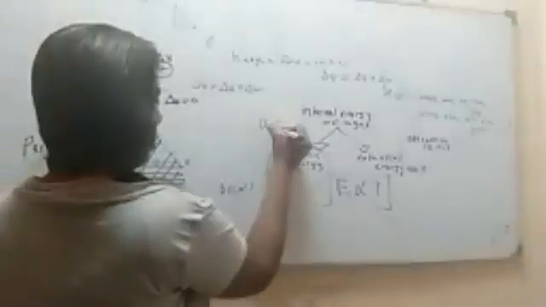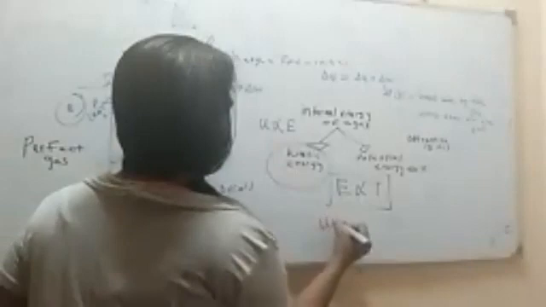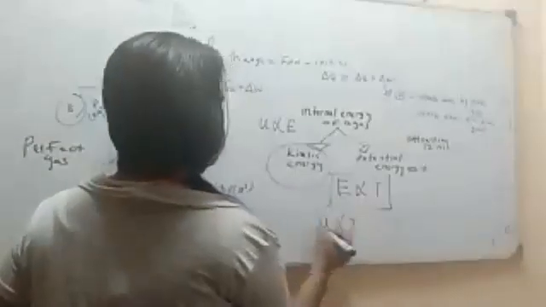Now, internal energy. Internal energy depends only on kinetic energy. But we know kinetic energy is directly proportional to what? Absolute temperature. So, combining these two, we can write internal energy is directly proportional to absolute temperature.